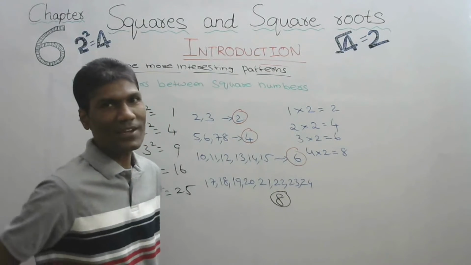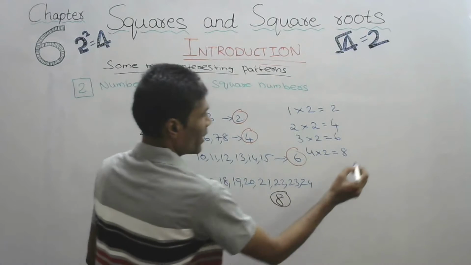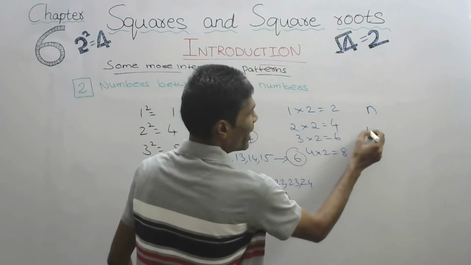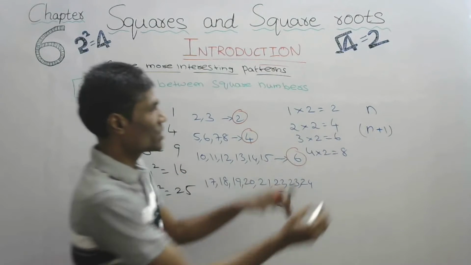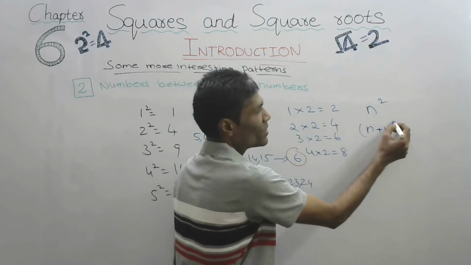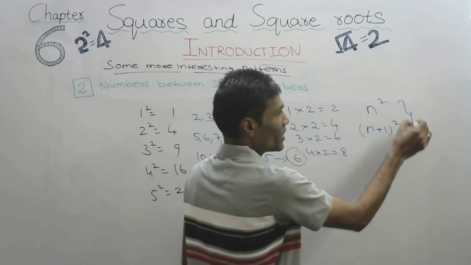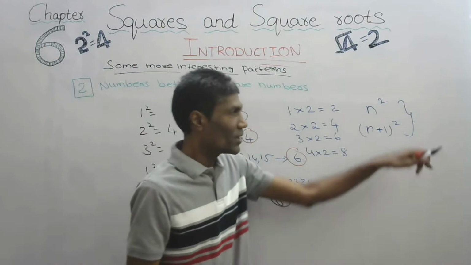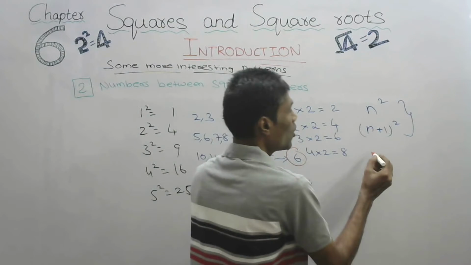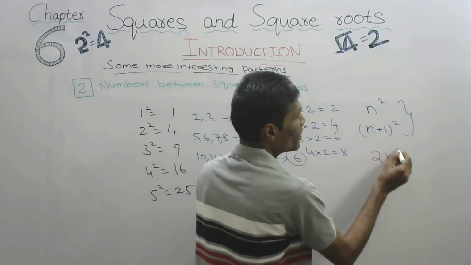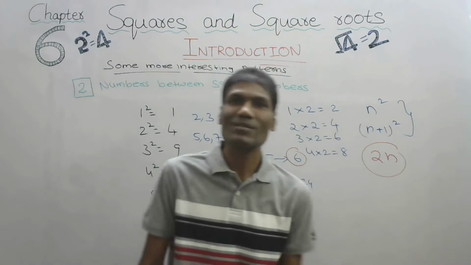Yes, they are 8. So if we take number n and n plus 1 and square it, this is n square, this is n plus 1 whole square, then the numbers in between these two numbers will be 2 times n, the first number. Simple.